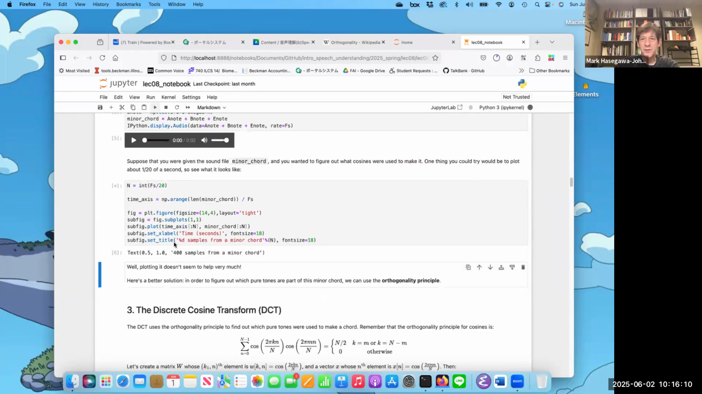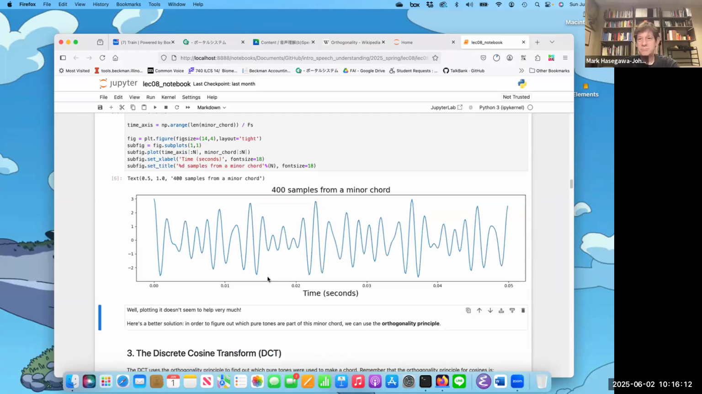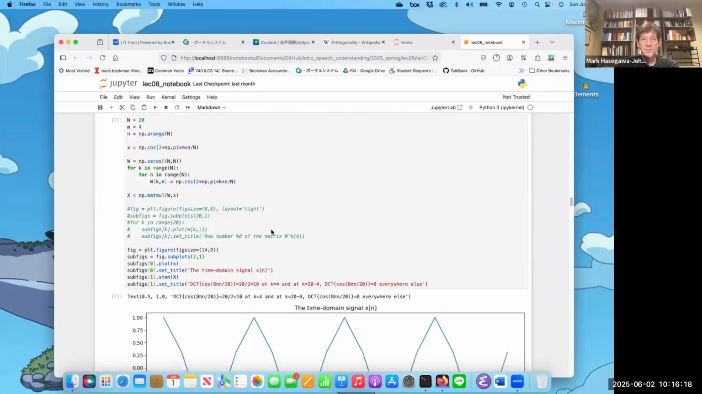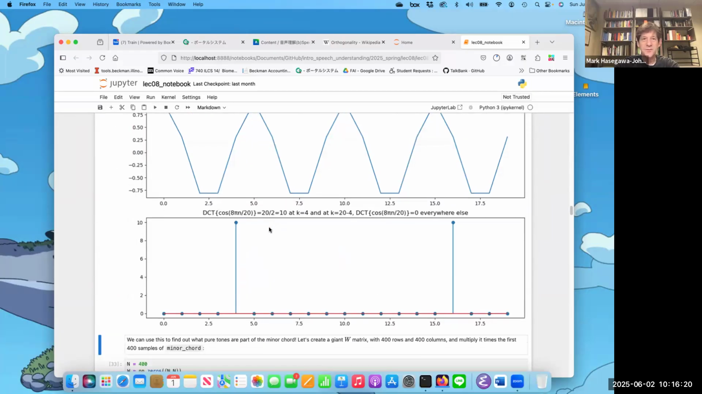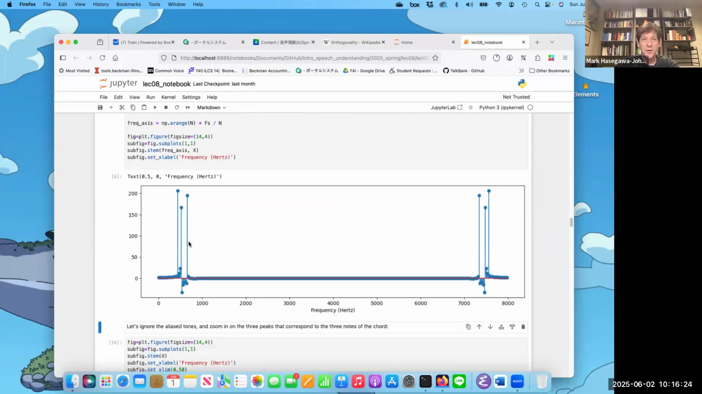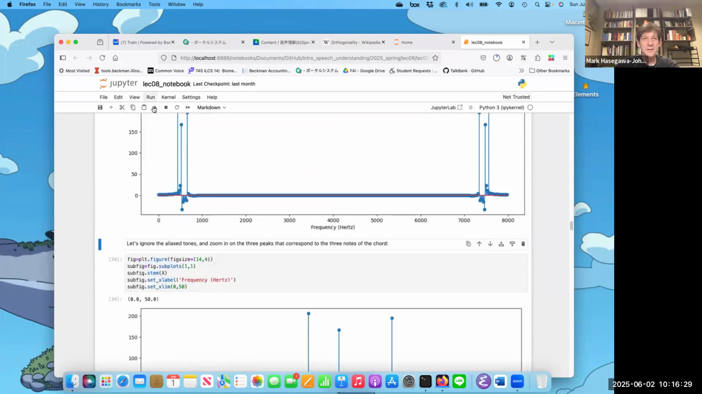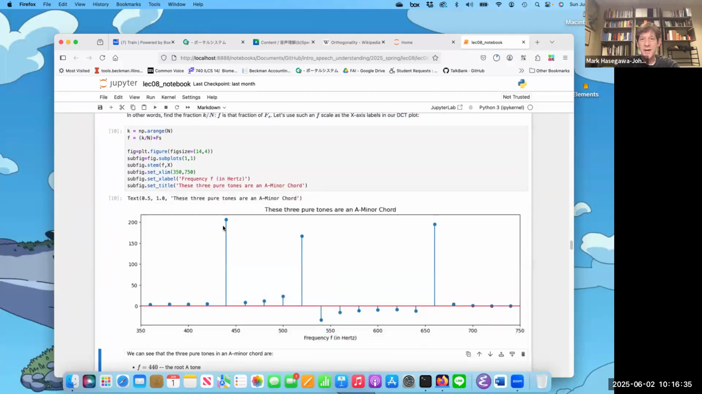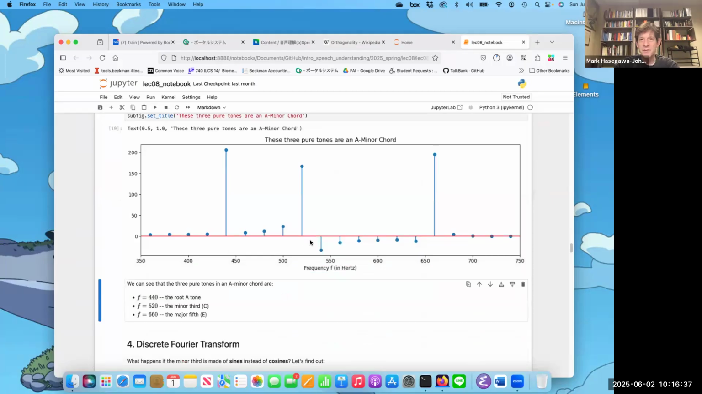Here's the minor chord, and we discovered that we can't really tell what's there. And so we detect all of its components by using the discrete cosine transform. Here's the discrete cosine transform. And here's the discrete cosine transform applied to that minor chord. We get back again the A, the C, and the E note. There's the A, C, and E note. And get them back again at 440, 512, and 655 hertz.